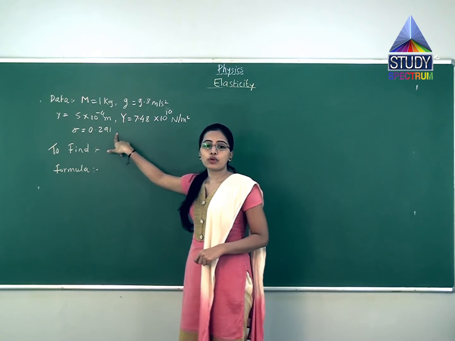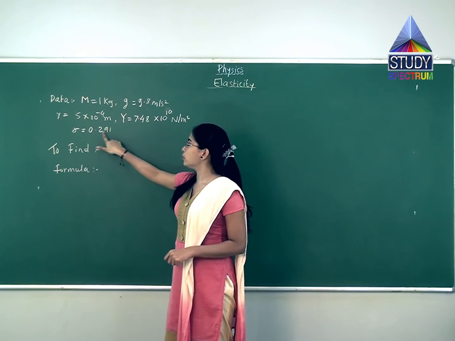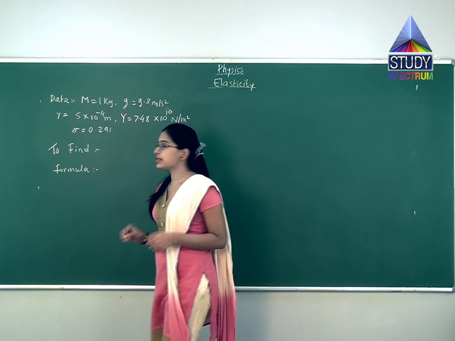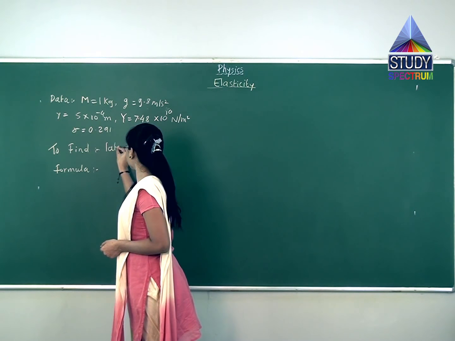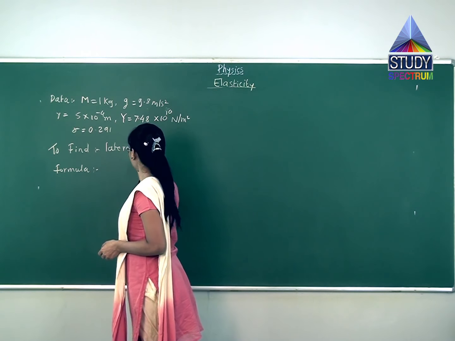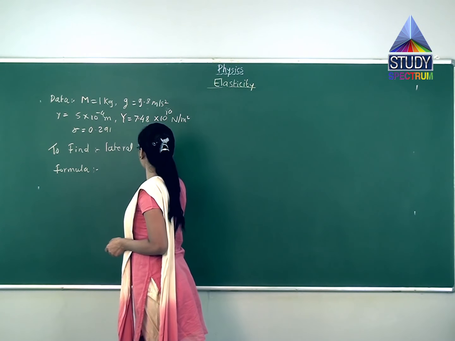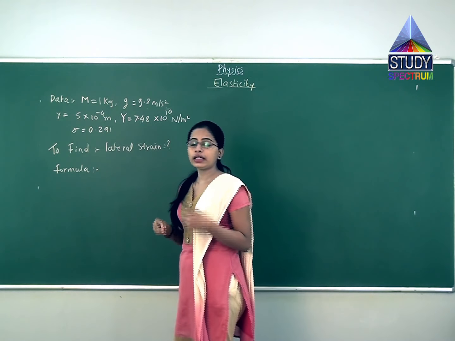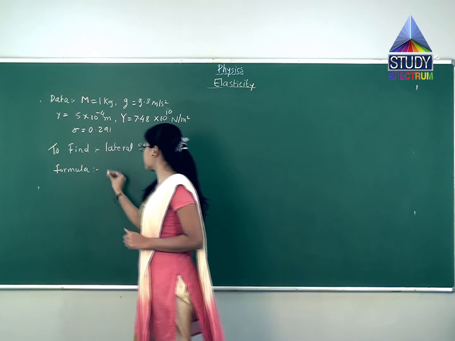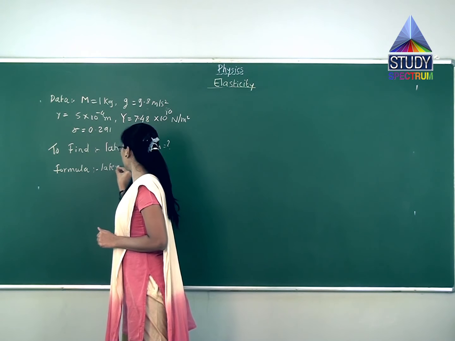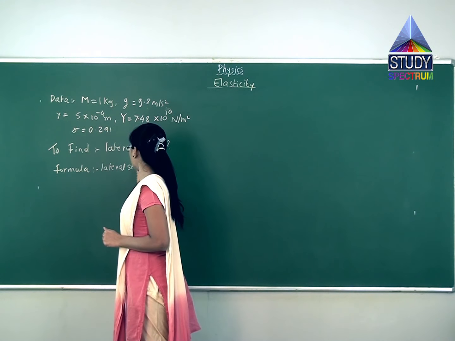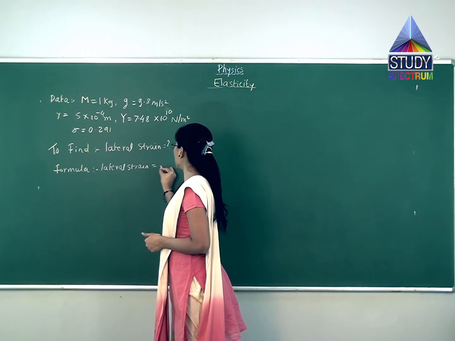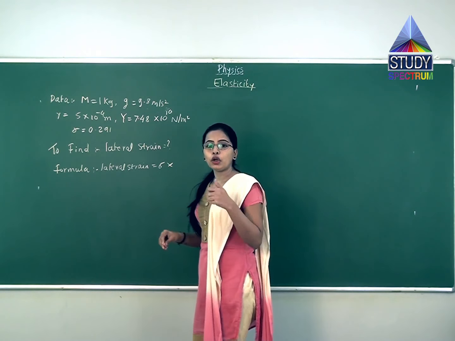Then sigma is also given here. So it is 0.291. And we have to find here lateral strain. Then we will use the formula, obviously, that is lateral strain is equal to the formula of Poisson's ratio. Lateral strain is equal to sigma into longitudinal strain.